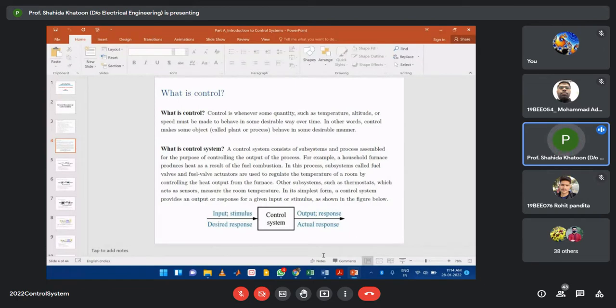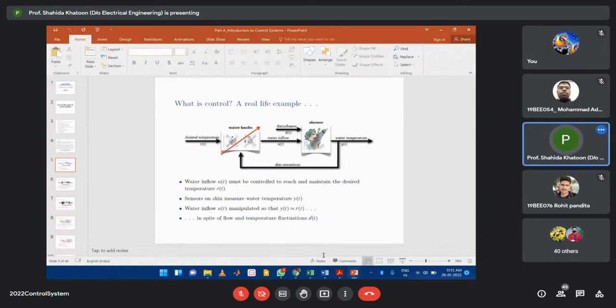In its simplest form, a control system provides an output or response for a given input or stimulus, as shown in the figure. So the input is a stimulus, which is the desired response. This is fed to a control system, and the output response is the actual response, so that we will see if it is the desired response or not.